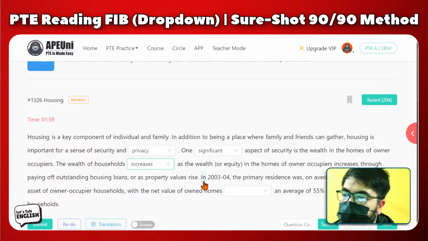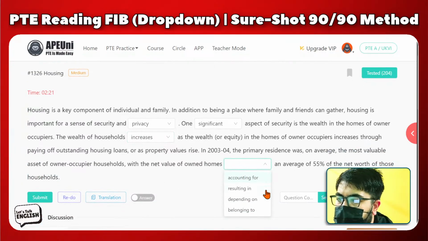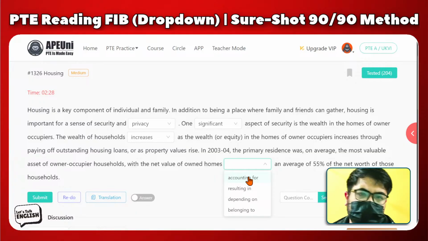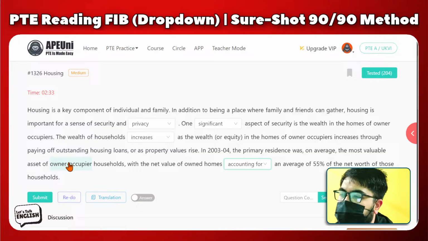And lastly, in 2003 to 2004, the primary residence was, on average, the most valuable asset of owner-occupier households. Oh, so basically this is meaning that the landlords stay inside of it, with the net value of owned homes surpassing an average of 55% of the net worth of those households. Okay, resulting in, no, it's representation. Depending on, no, belonging to, no. Belonging we can't use for such things, it doesn't fit here, so our answer would be accounting for.